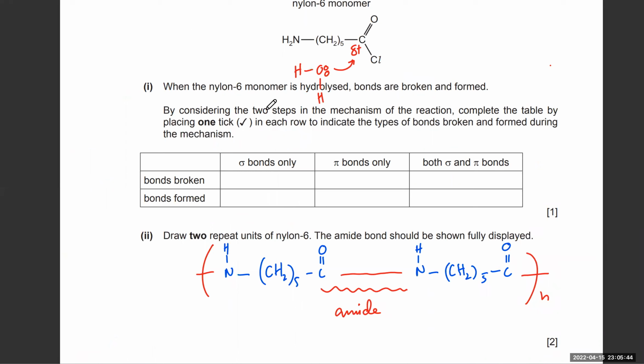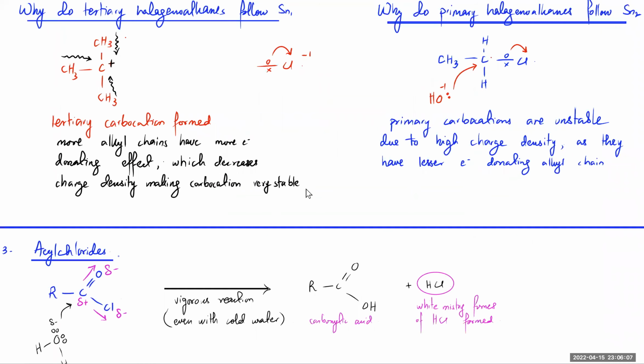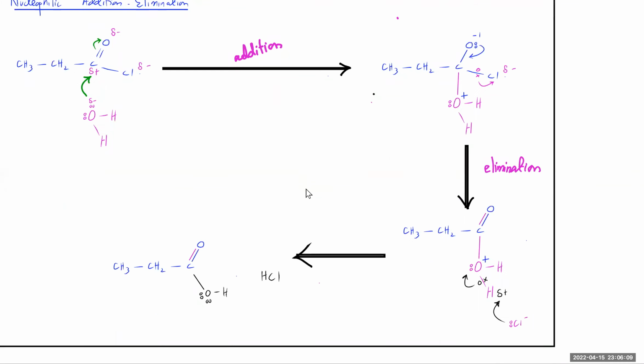So this question is about, by considering the two steps in the mechanism of the reaction, complete the table by placing a tick in each row to indicate the types of bonds that are broken and formed during the mechanism. So, bonds broken. How many bonds are broken in this mechanism that we have written down? Where's the mechanism? This one.